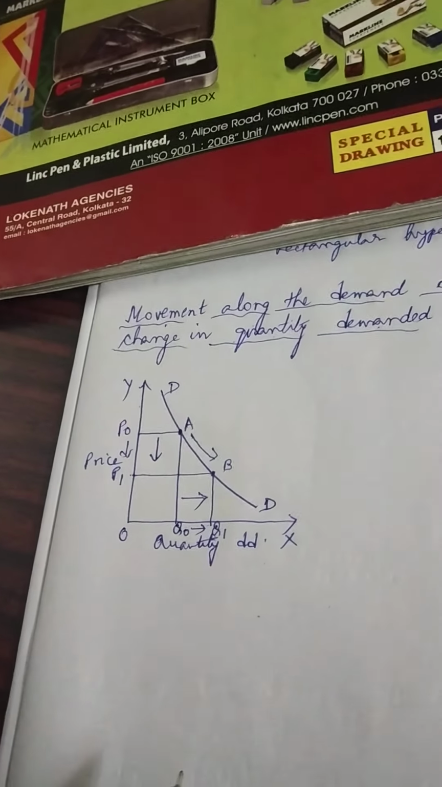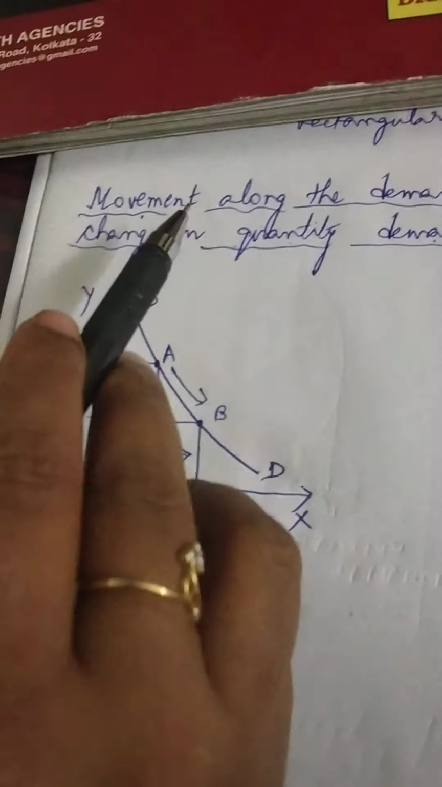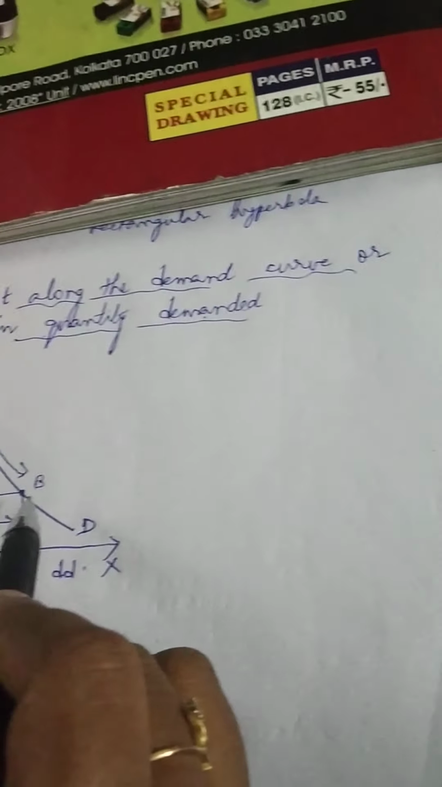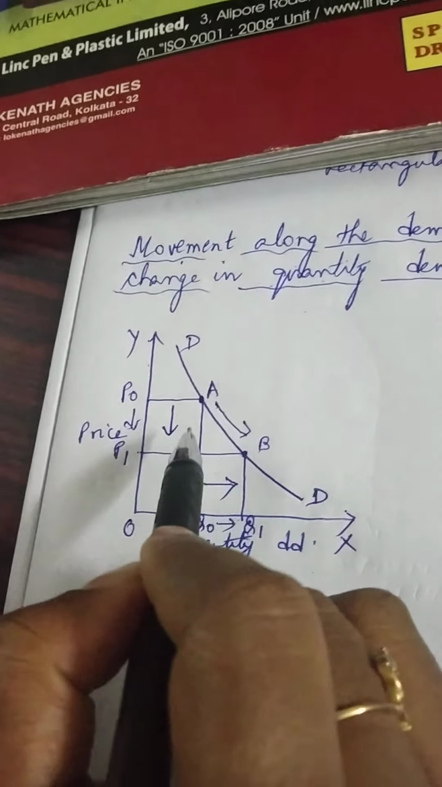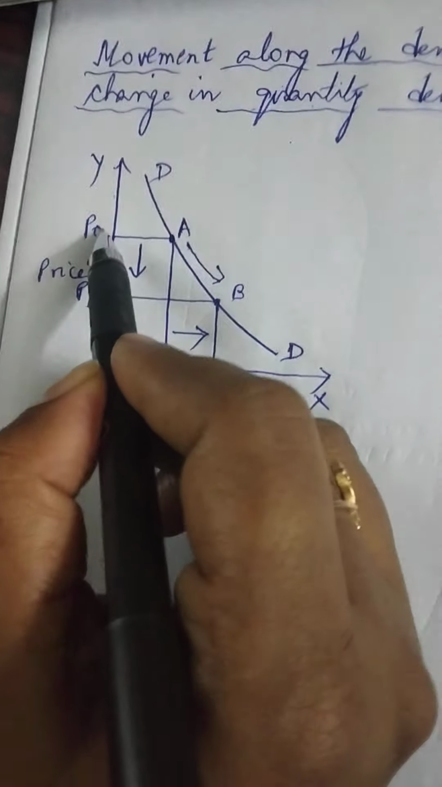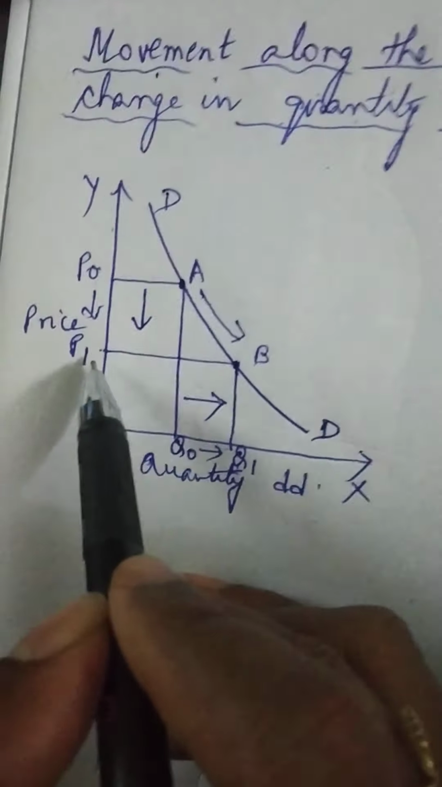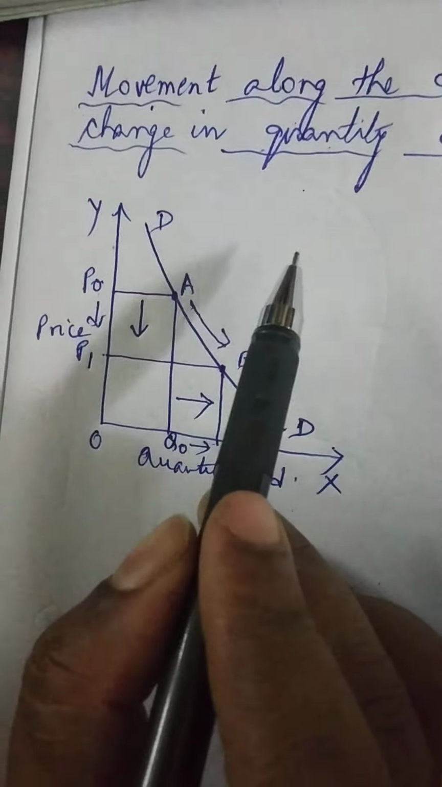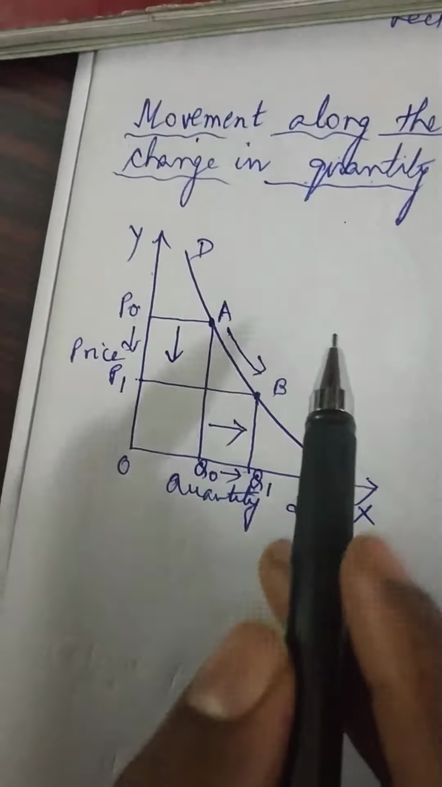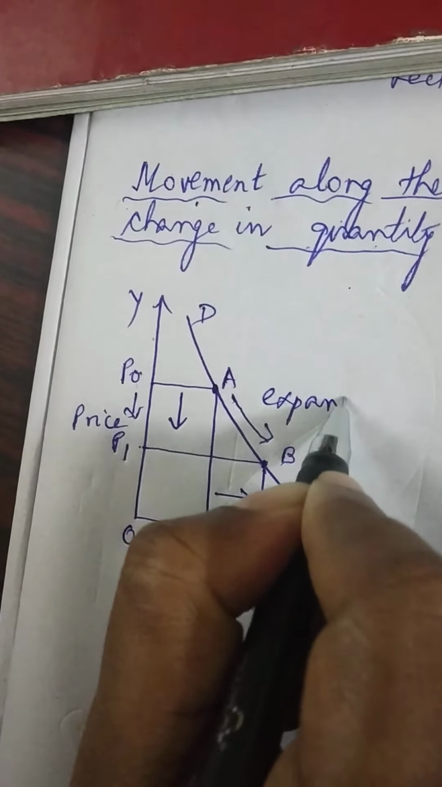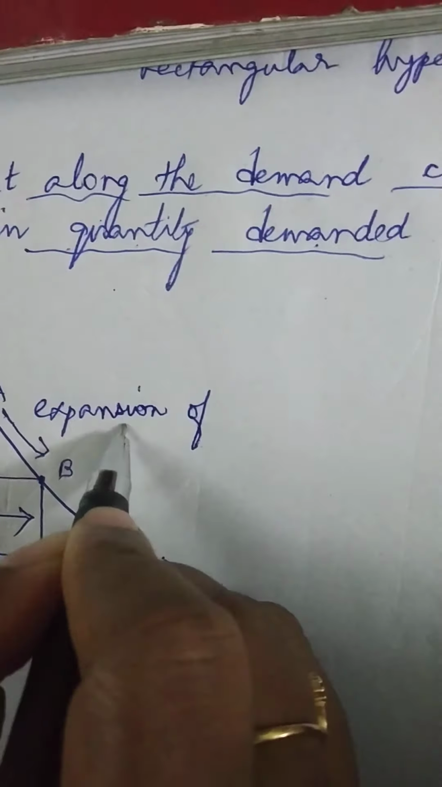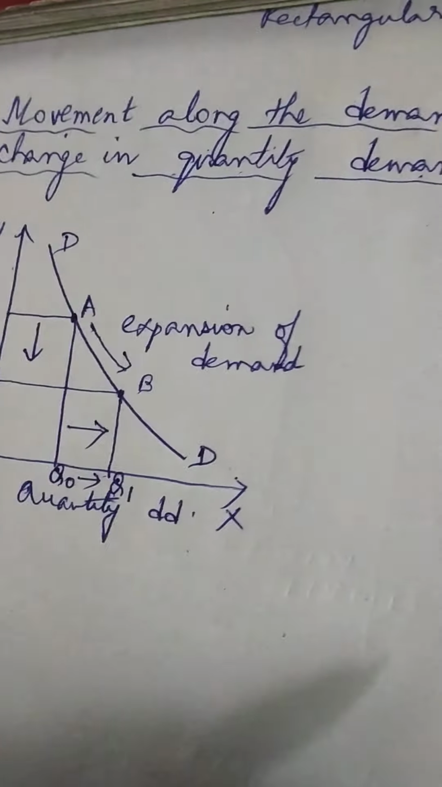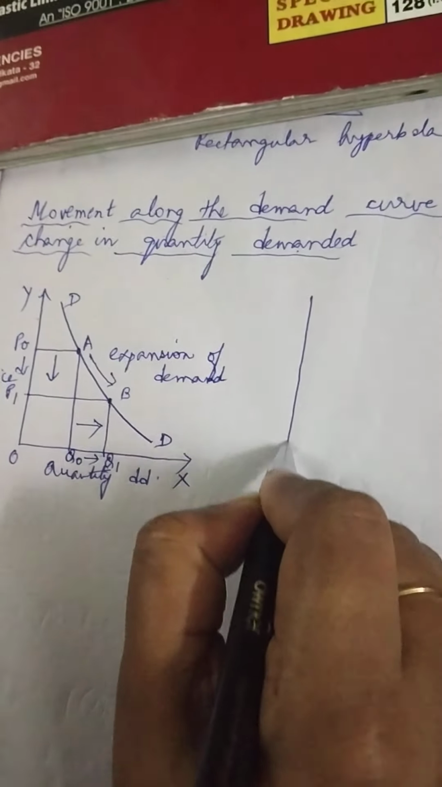Now note here, in case of movement along the demand curve, we say quantity demanded has increased. Now this increase in the quantity demanded due to fall in the own price of the commodity, other factors remaining constant, is called expansion of demand or extension of demand. Now, just the opposite.